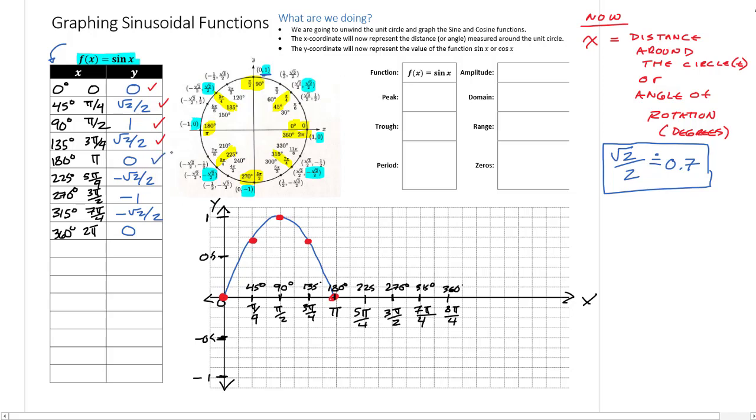Okay, let's do our next point. So we got that guy, right? 180 degrees, back at 0. All right, let's go. Now we're getting into the negative. So 225, we're at -√2/2, so about -0.7. So let's put him right above -0.75. 270, we get all the way to our lowest point, which is -1. And we're coming back up now at 315. We're at -0.7 again. And we get to 360, which is at 0.